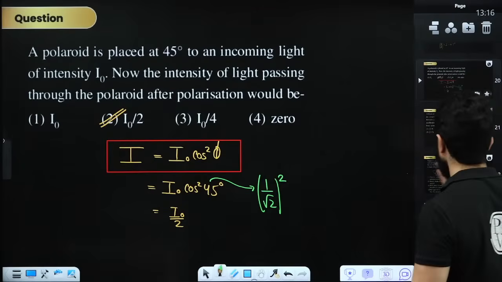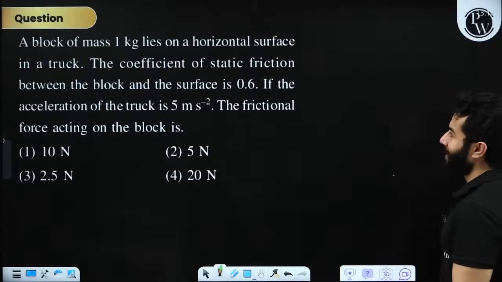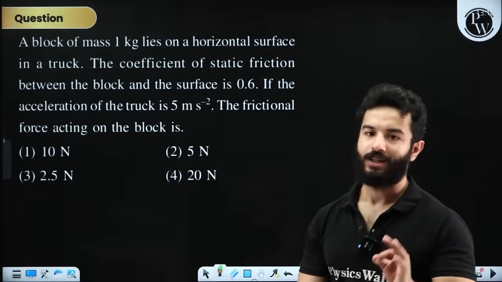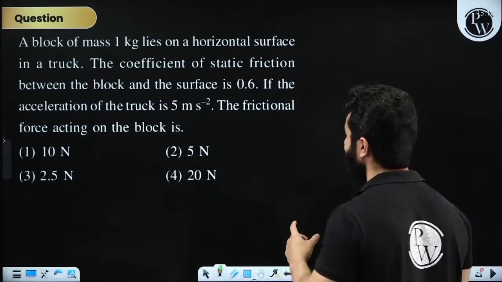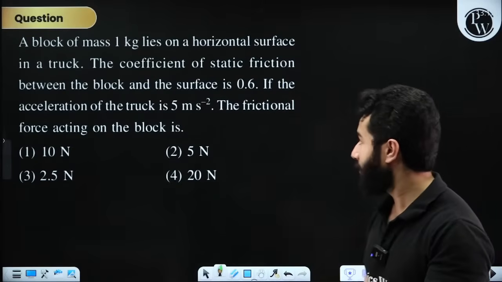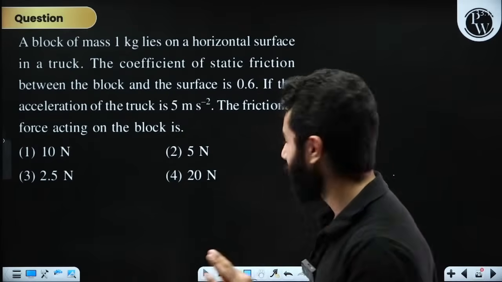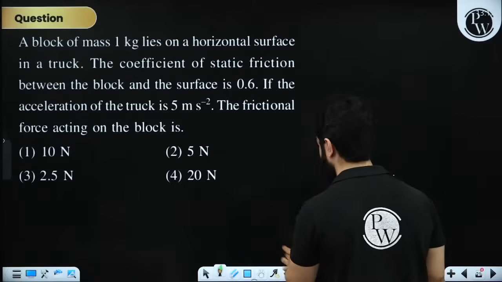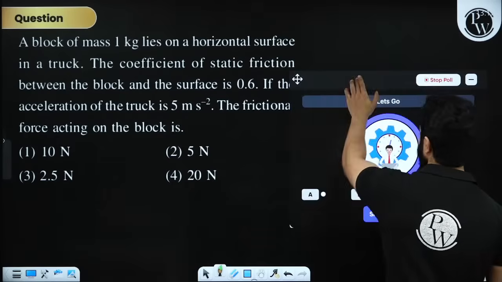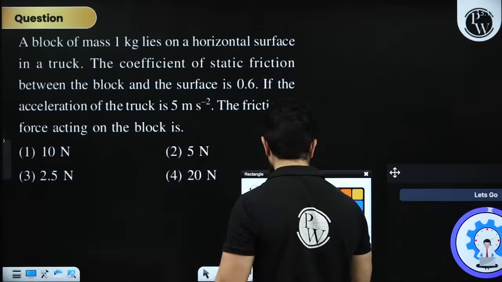Let's look at the next problem. A block of mass 1 kg lies on a horizontal surface in a truck. The coefficient of static friction between the block and the surface is 0.6. If the acceleration of the truck is 5, the frictional force acting on the block is? Let's start, 60 seconds. Let me draw the diagram for you.